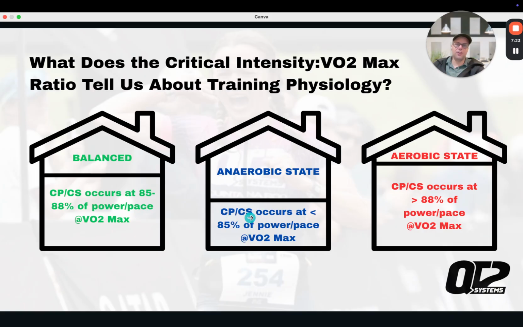If the critical power or critical speed occurs at less than 85% of power or pace at VO2 max, the athlete is typically in an anaerobic state. And if the critical power or critical speed occurs at something greater than 88% of power or pace at VO2 max, the athlete is typically in an aerobic state.